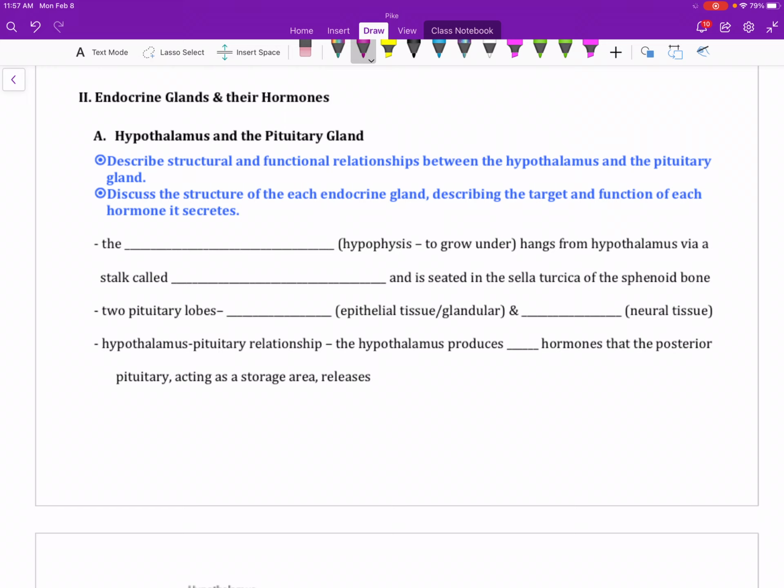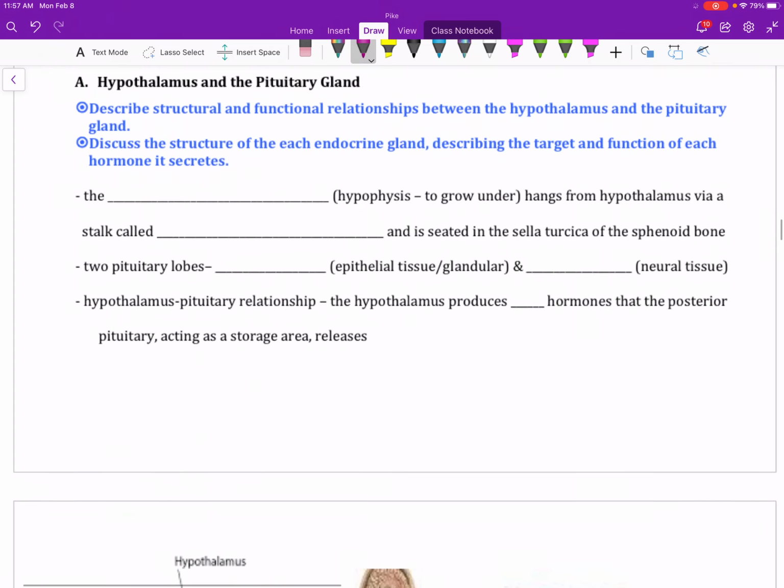In this video, we are going to describe the structural and functional relationships between the hypothalamus and the pituitary gland. And we're going to discuss the structure of each endocrine gland here, starting with the pituitary, describing the target for each hormone and the function of each hormone. So I'm going to jump right in, looking at the hypothalamus and the pituitary gland relationship. And first I'm going to talk about the pituitary gland.